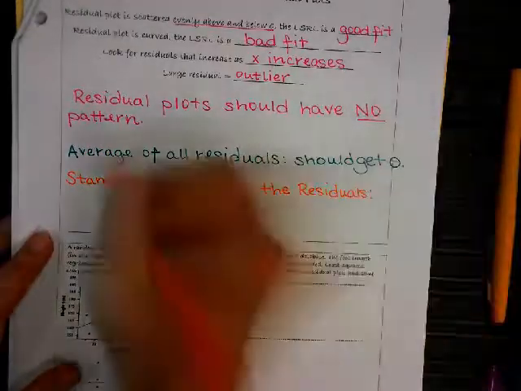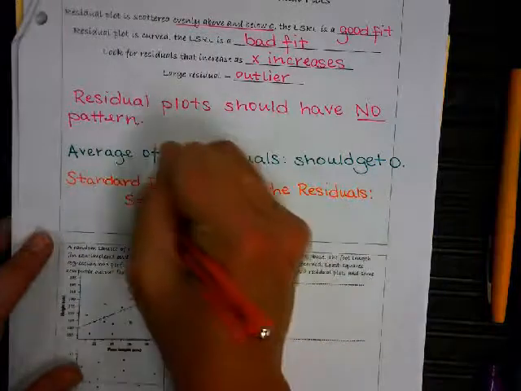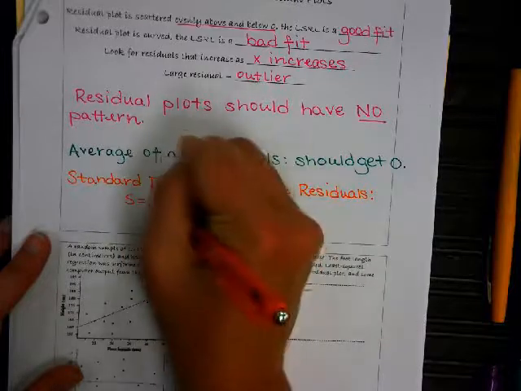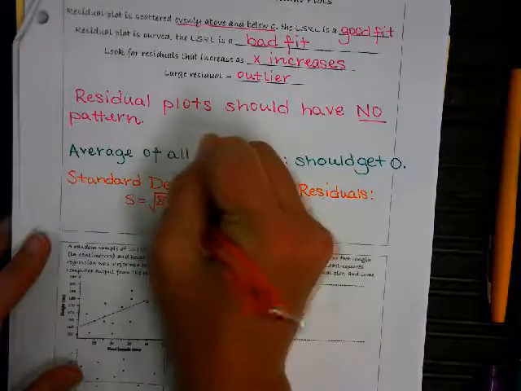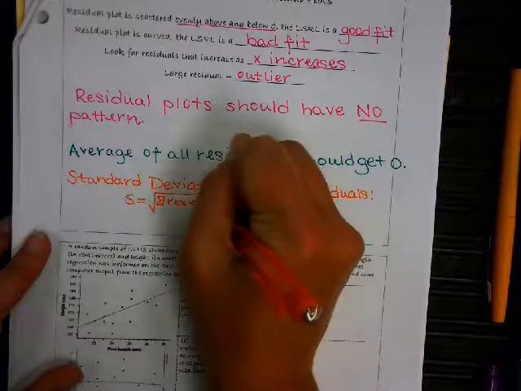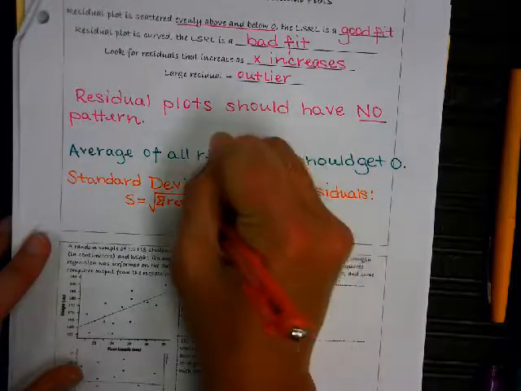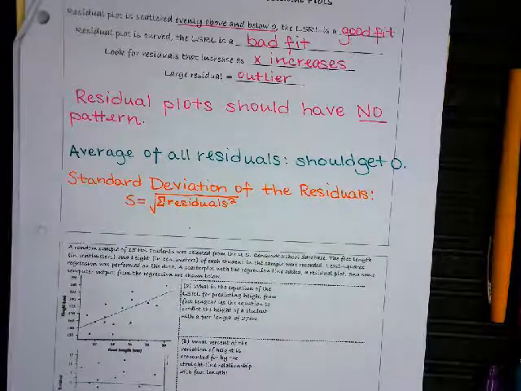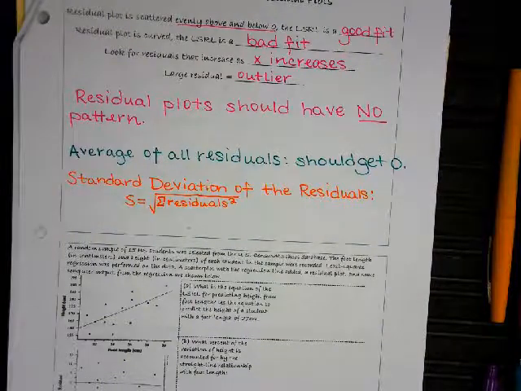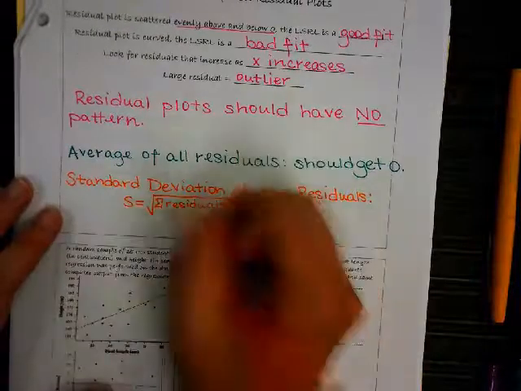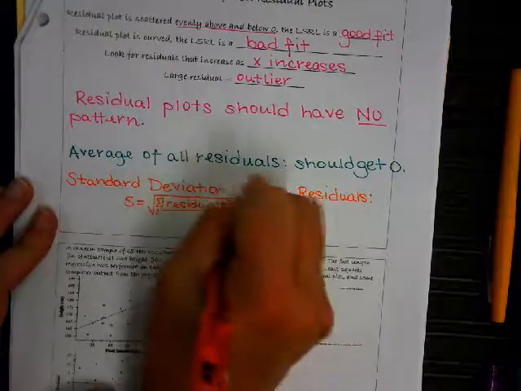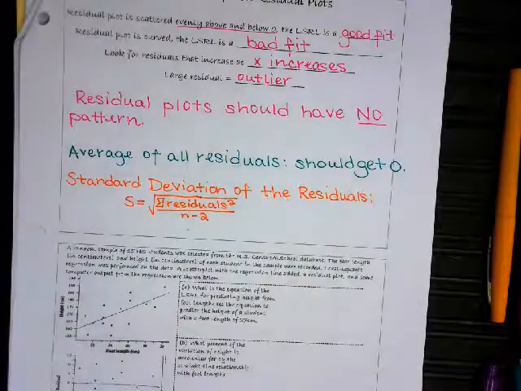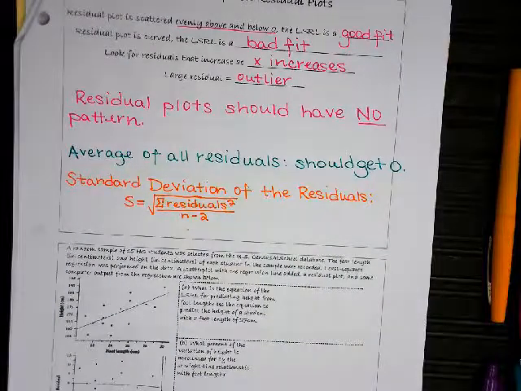So S comes from taking the square root of the sum of all the residuals squared. And notice it's the residuals squared, because if we just add all the residuals together, we get zero. So we square them to make them all positive, and then we add them together. Just like with standard deviation, we squared the differences. And then you divide by n minus 2.